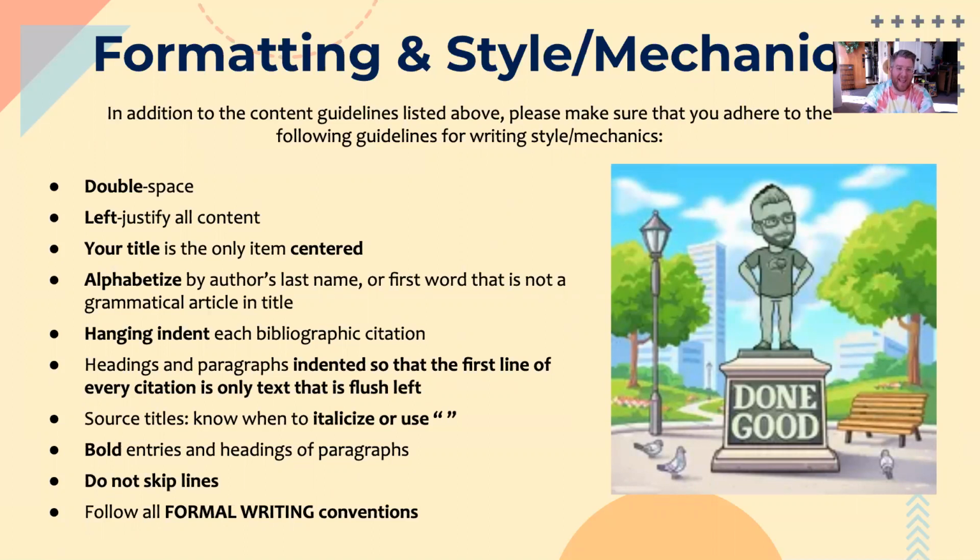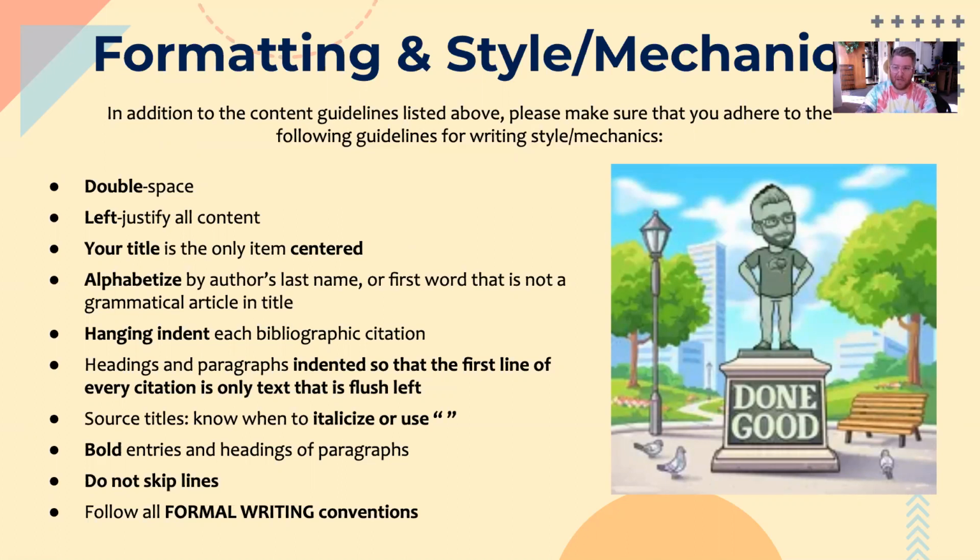You are going to provide a hanging indent. So when you type up your citation, the first line is left aligned. It's all the way over on the left. Every subsequent line needs to be indented. That's on the example that you have, okay? Headings and paragraphs indented so that the first line of every citation is the only text that is flush left. Look at the examples that you've been provided on the research website, okay?